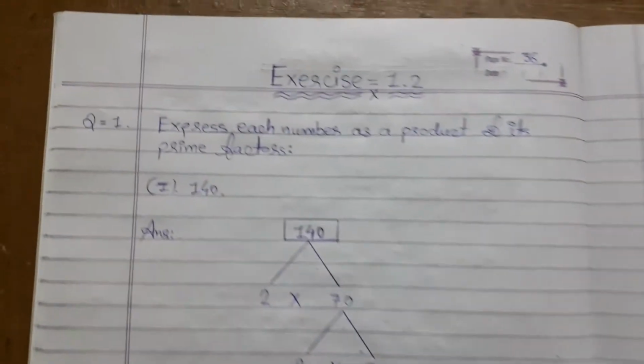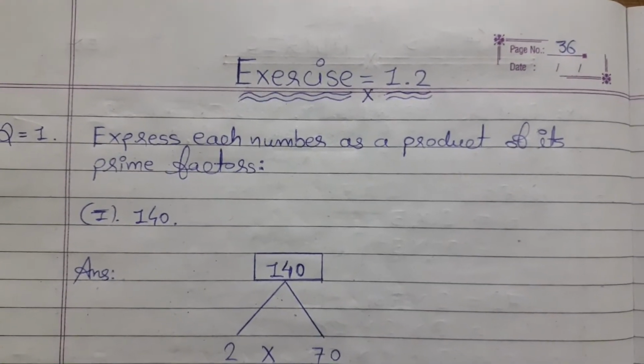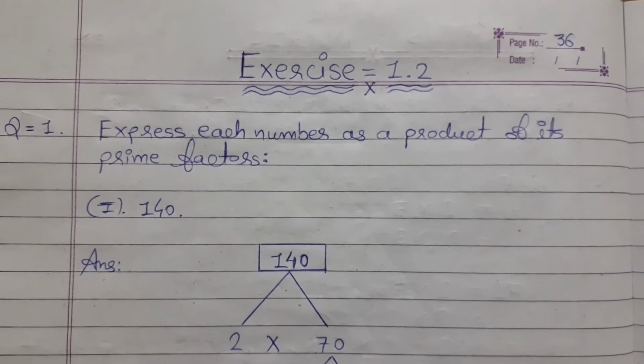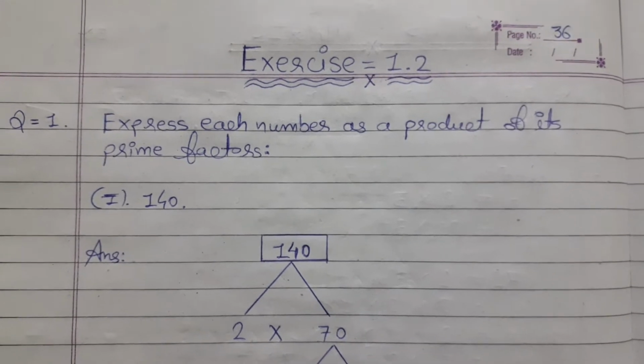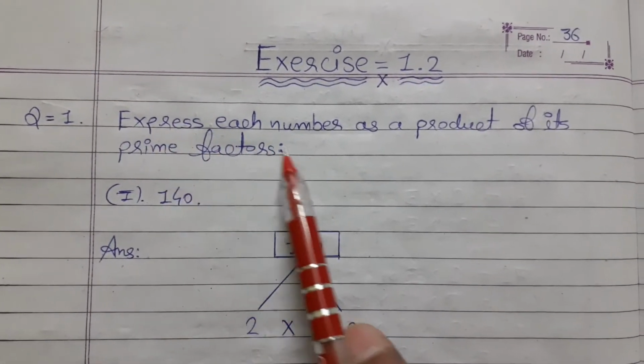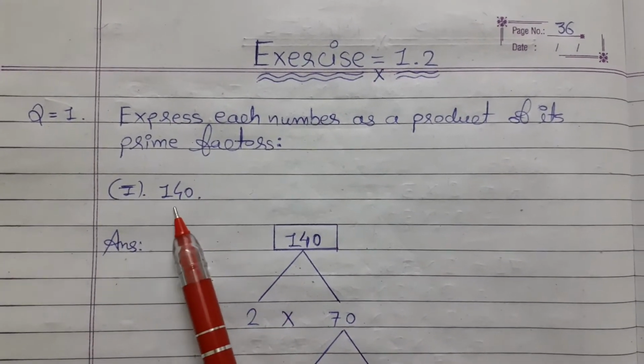Today we are going to learn about exercise 1.2. Till now we have completed topics 1.1, 1.2 and 1.3, theorems 1.1 and 1.2, and exercise 1.1. Now we are moving forward to exercise 1.2. Question number 1 is: express each number as a product of its prime factors. Here we have to obtain the prime factors of 140.